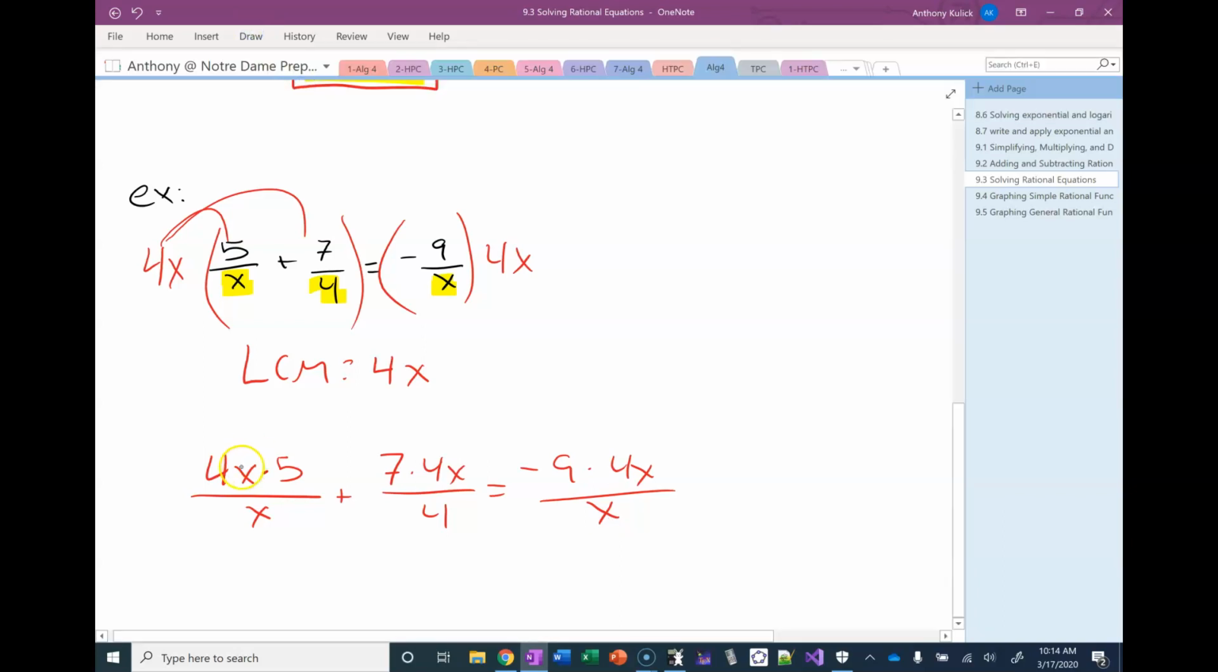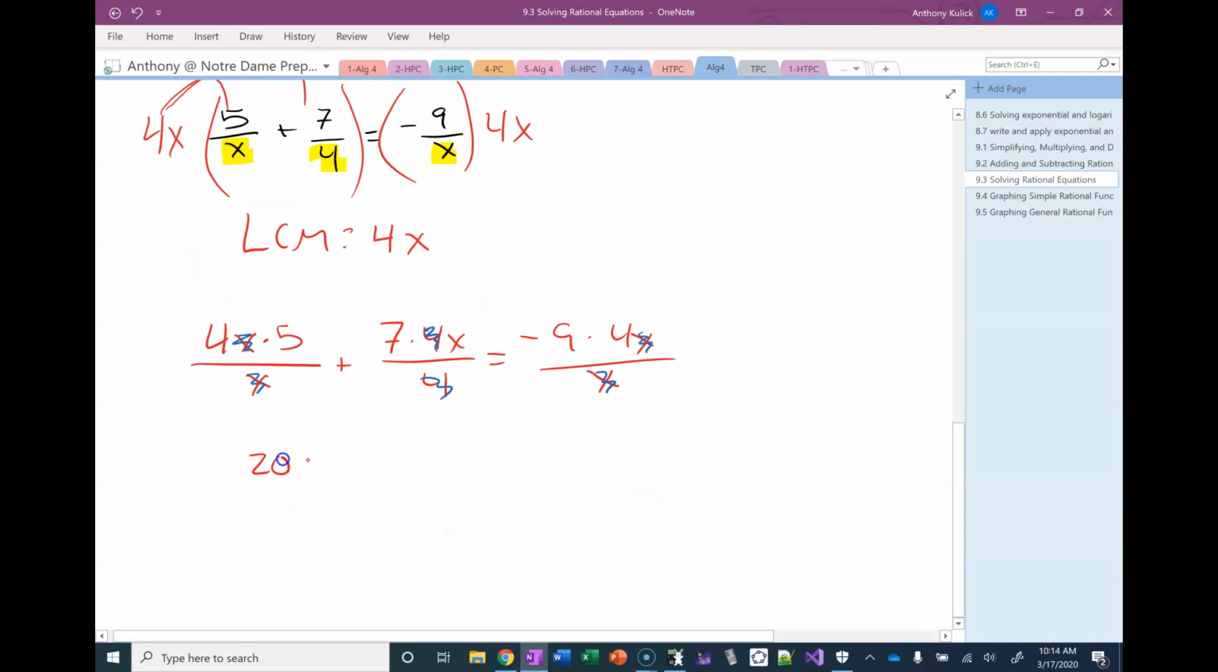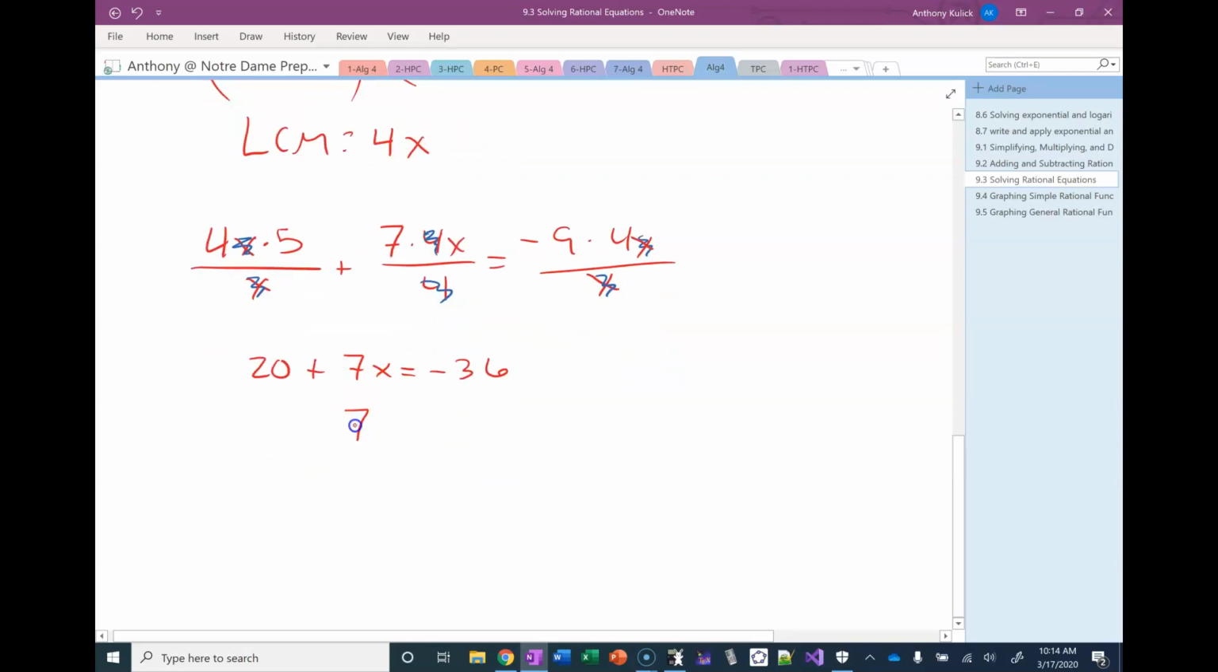And here I can reduce, so the x's can cancel in the first fraction, the 4's can cancel in the second fraction, and the x's can cancel in the third fraction. So what I'm left with is 4 times 5, or 20, plus 7 times x, or 7x, equals -9 times 4, or -36. If I subtract 20 from both sides, that gives me -56 on the right-hand side. And if I divide both sides by 7, I get -8.